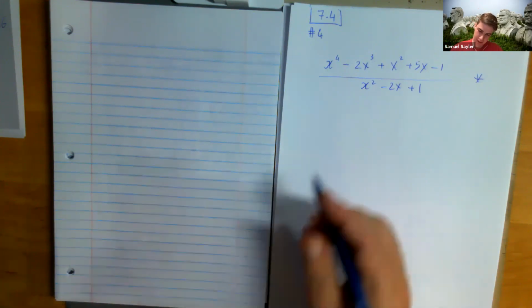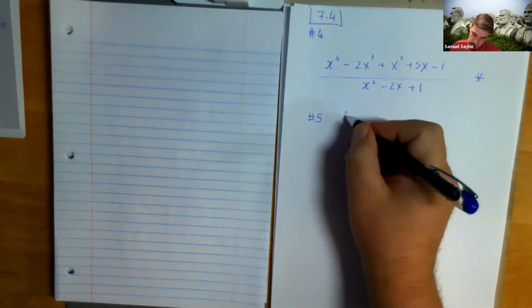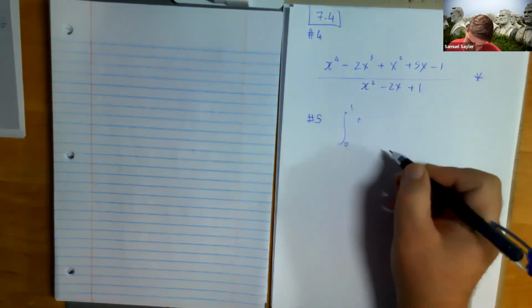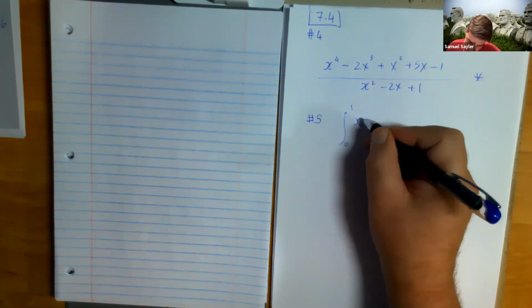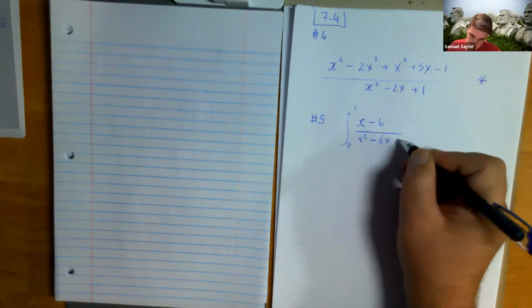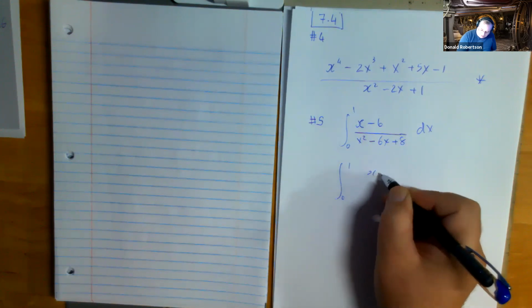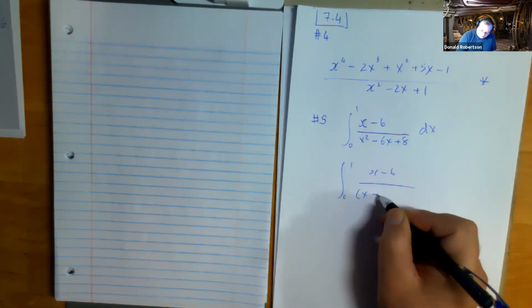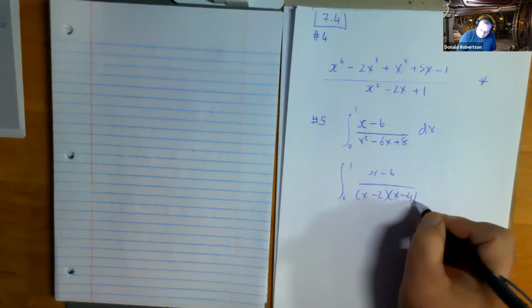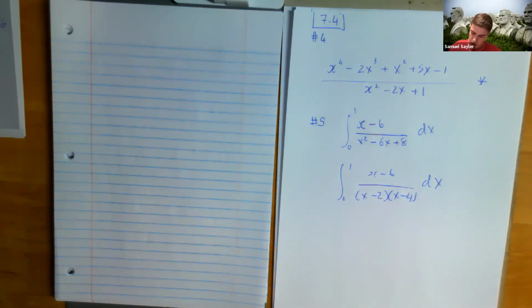So number five, same section. This is the integral from 0 to 1 of x minus 6, all divided by x squared minus 6x plus 8 dx. What I noticed about this question is that I need to factor the bottom. And now it's a partial fraction.